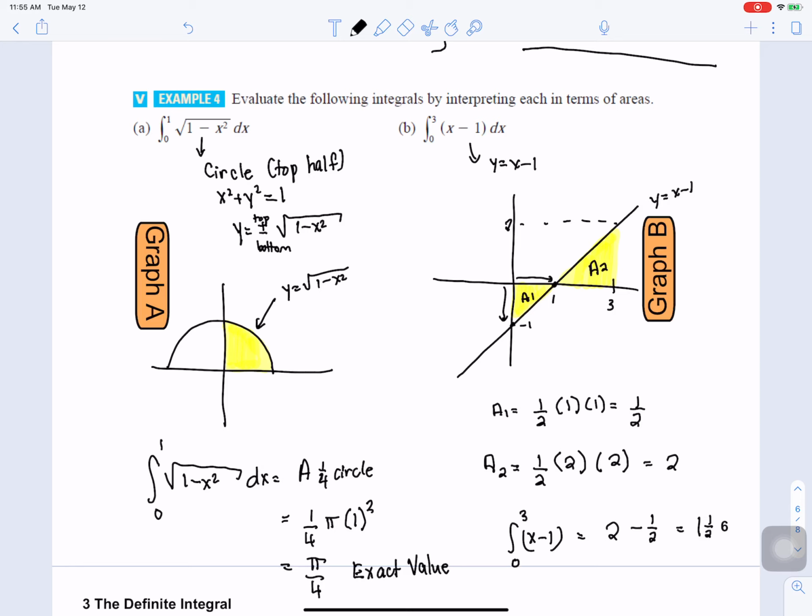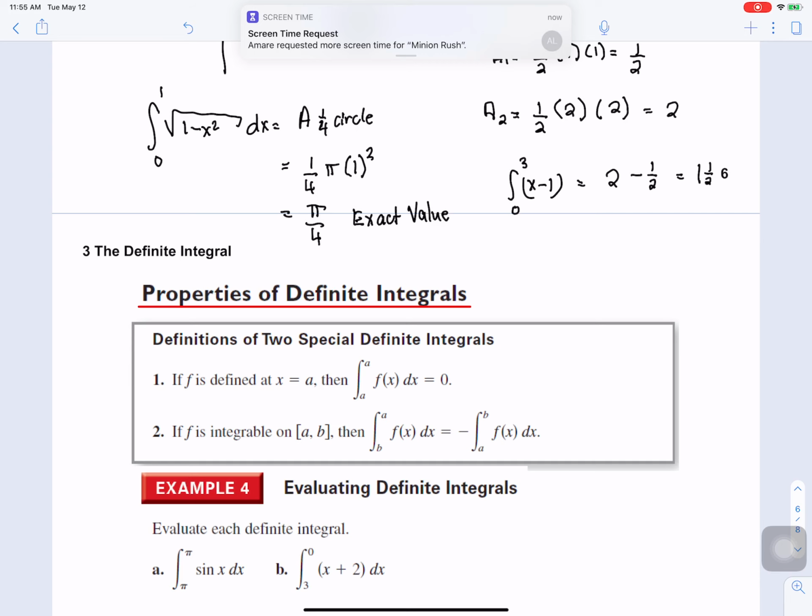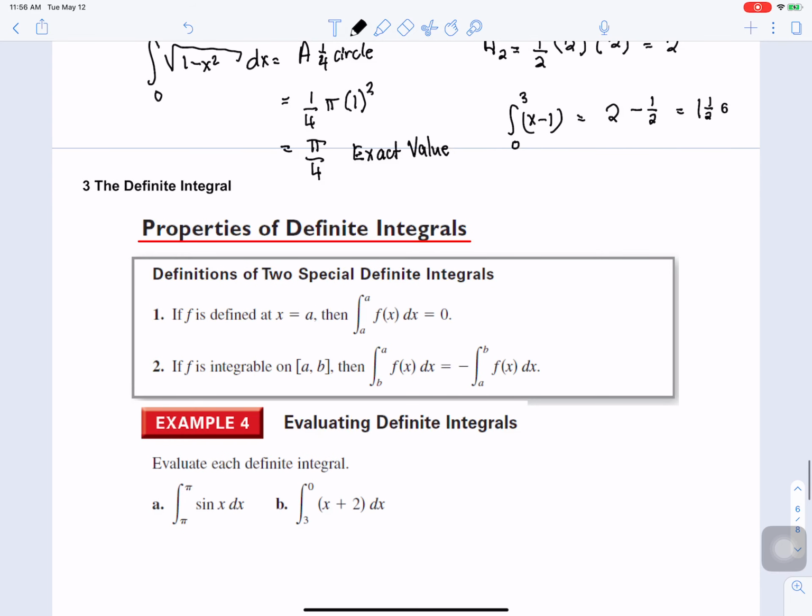So you will have to evaluate integrals by using simple shapes. If I can use triangles and squares and a quarter of a circle, half of a circle, a full circle, then there's no point needing to do all this challenging work.